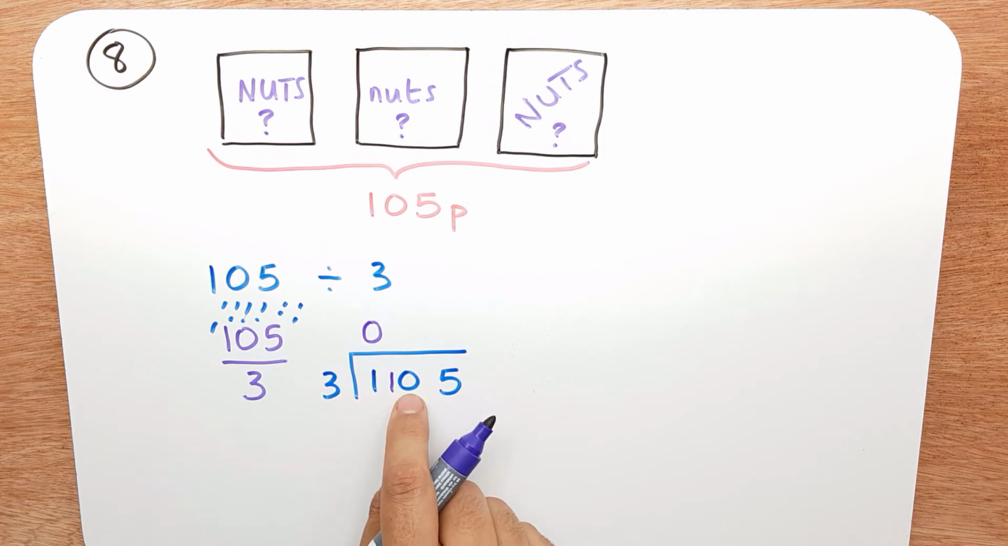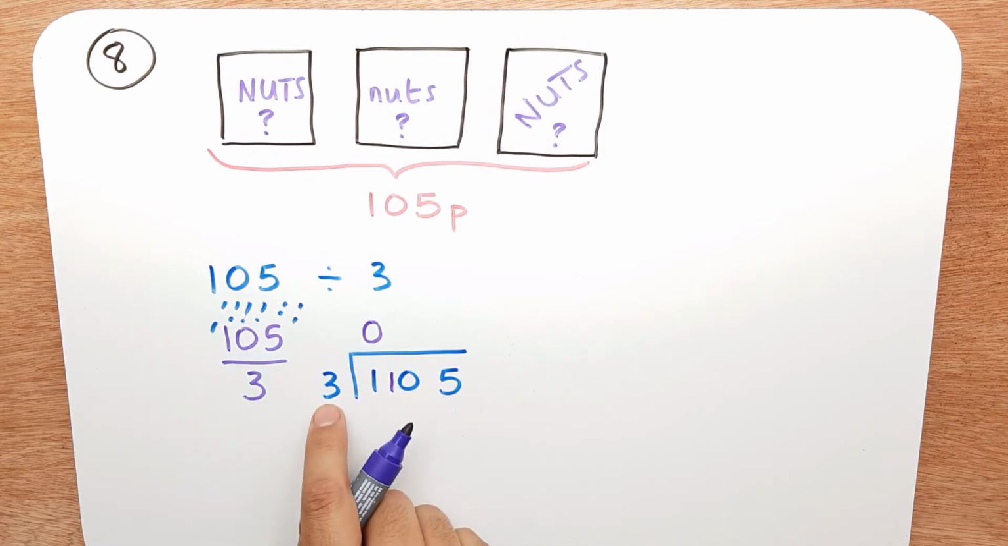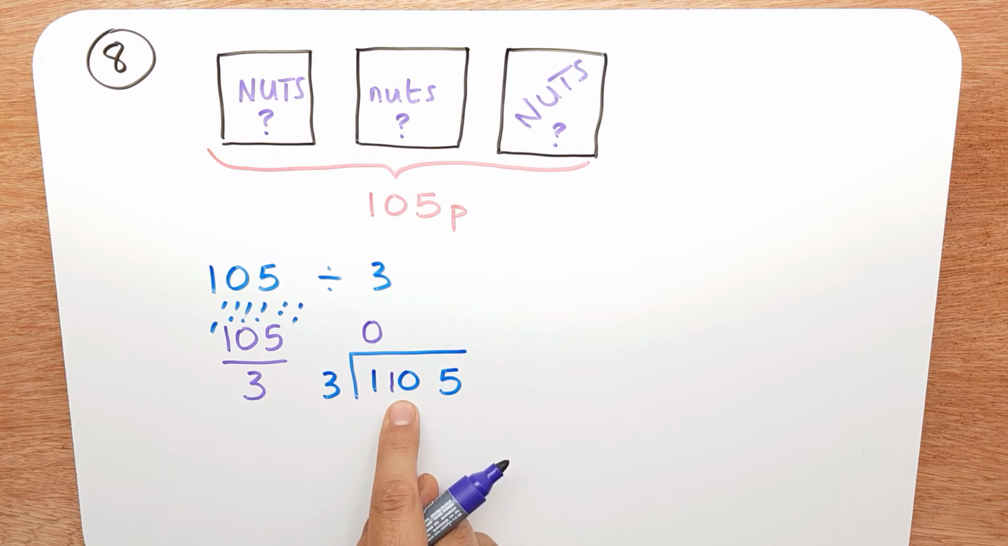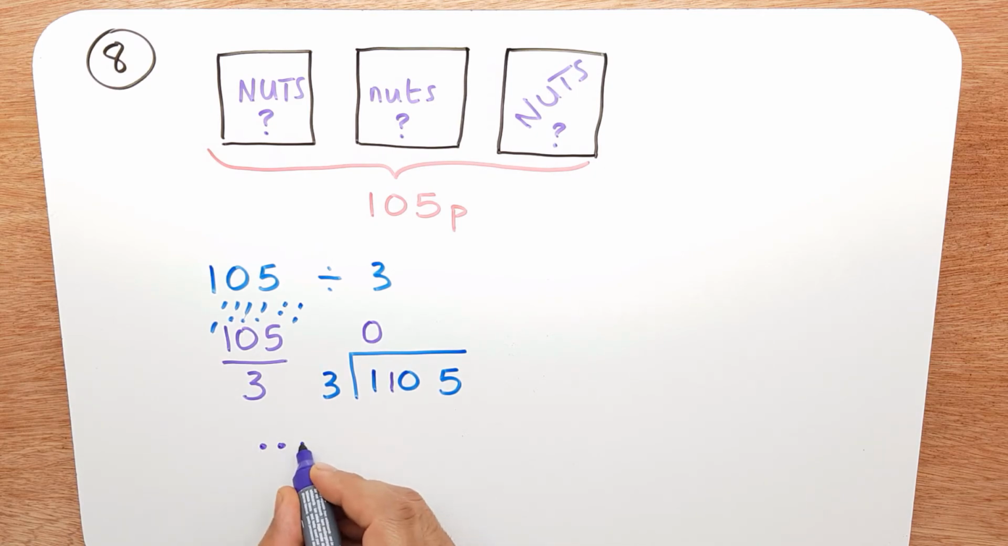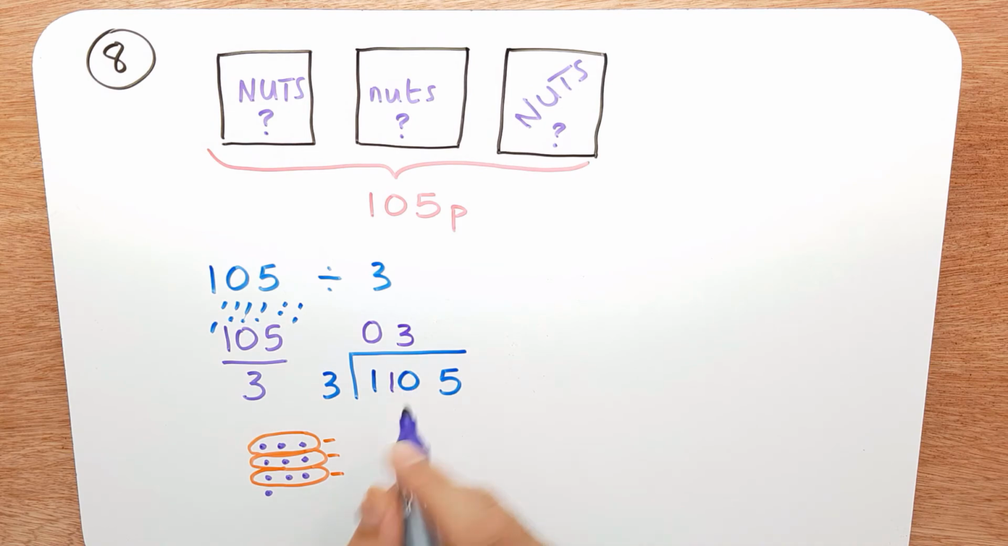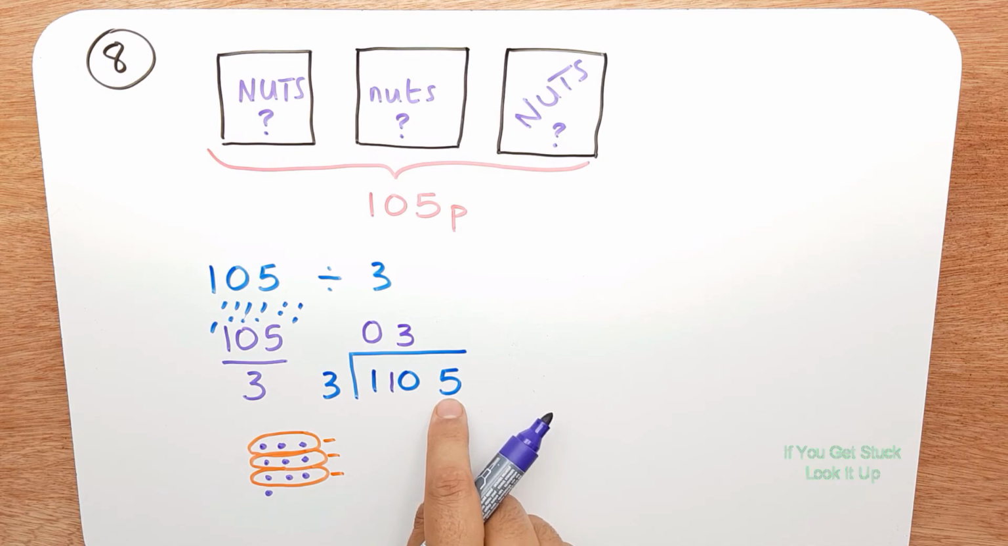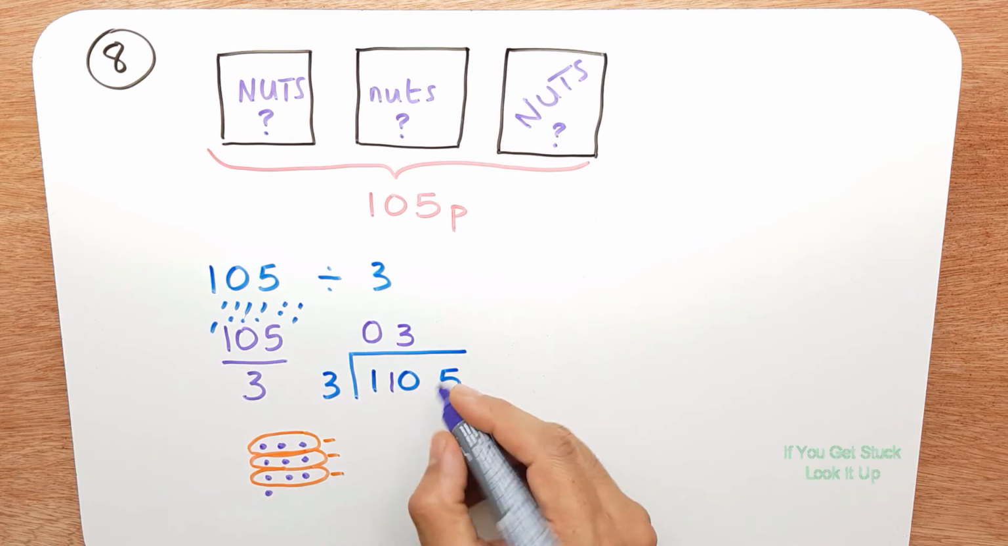Now that 0 becomes a 10. So how many 3s are there in this 10? 1, 2, 3, 4, 5, 6, 7, 8, 9, 10. So one group of 3, two groups of 3, three groups of 3, and we can't make another group of 3 from this. So we have 1, 2, 3. So we put the 3 there, and this is the remainder. So we carry this 1 over to the next column.